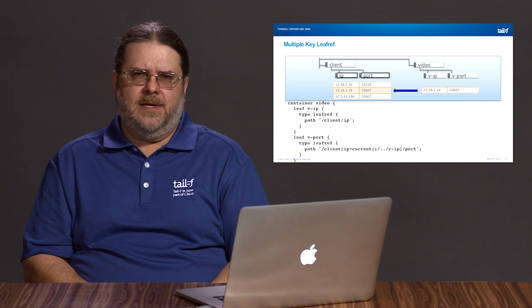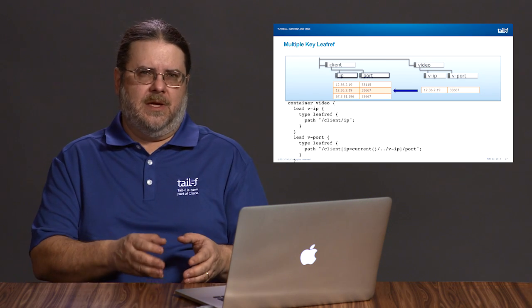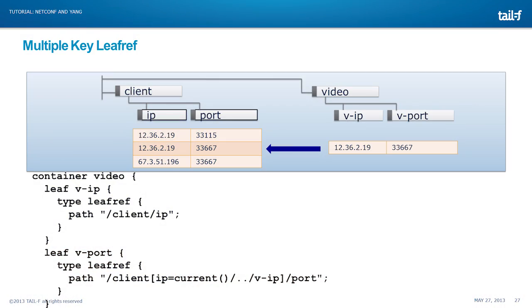Now, there are cases where you may want to do a leafref to another list, but that list has multiple key values. And so you need to refer to both of them and keep that combination unique. So that is where proper use of XPath in your leafref definitions comes into play. So here in our example, we have a container called video that has an IP address and a port number that needs to be selected from the client table. So declaring the first key of VIP is simple. We do a typedef or a type of leafref that has the path of client IP.